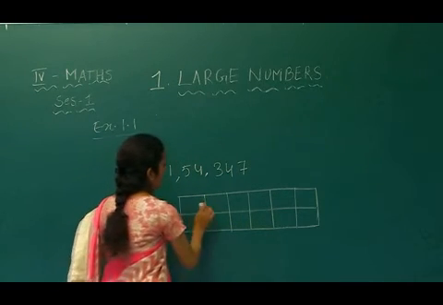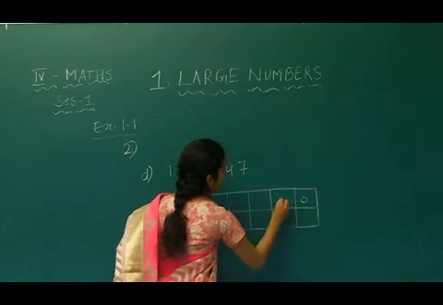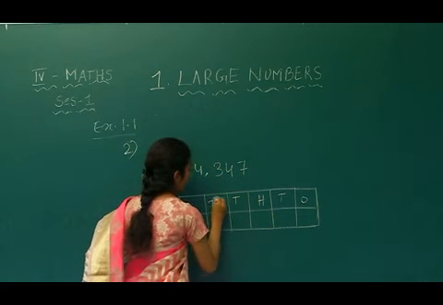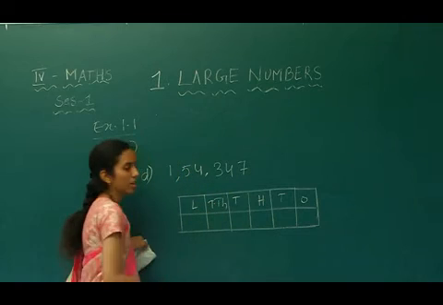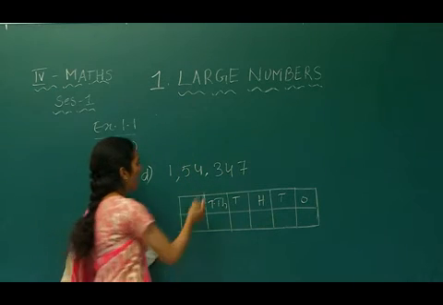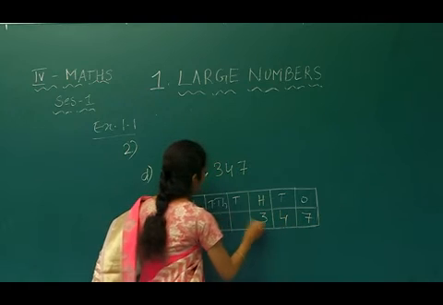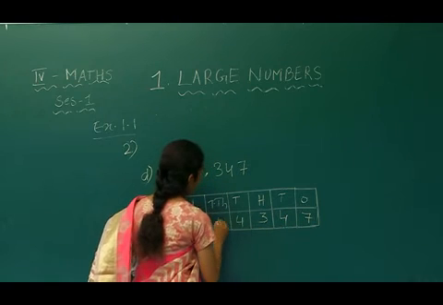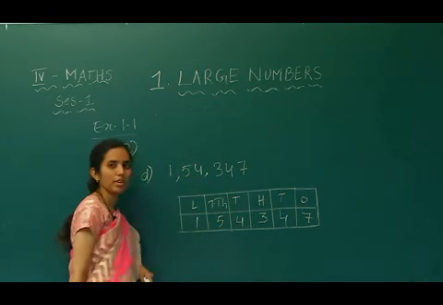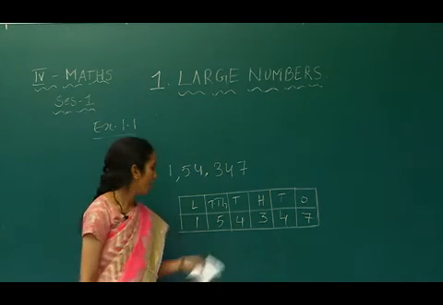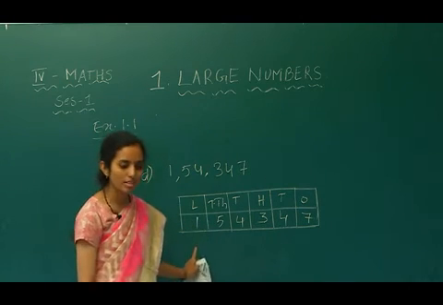So ones place, tens place, hundreds place, thousands place, 10,000s place and lakhs place. This is the place value chart, and put the values here: 7, 4, 3, 4, 5 and 1. In the same manner, do the remaining 3 examples. Drawing a place value chart is this thing.